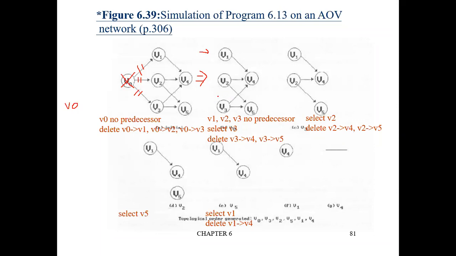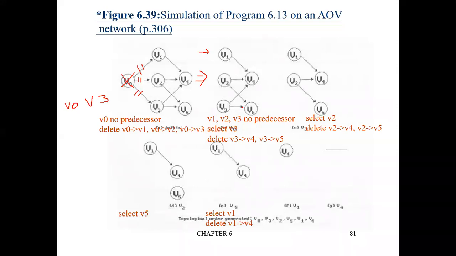Let us say we are picking up V3. When I pick up V3, it means I'm visiting V3. So let me display V3. V3 is displayed. After displaying V3, delete V3 and all the outgoing edges of V3. How many outgoing edges are there from V3?